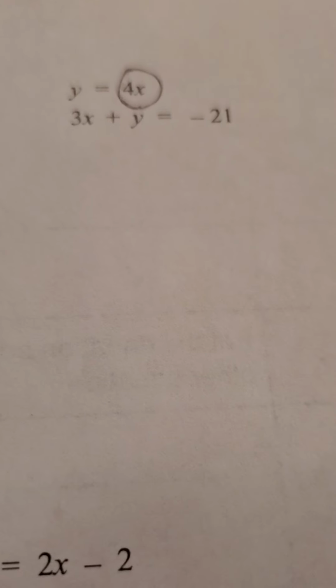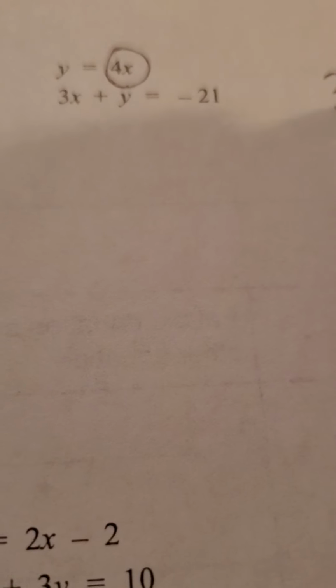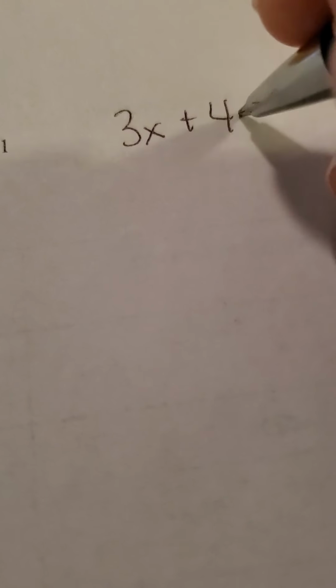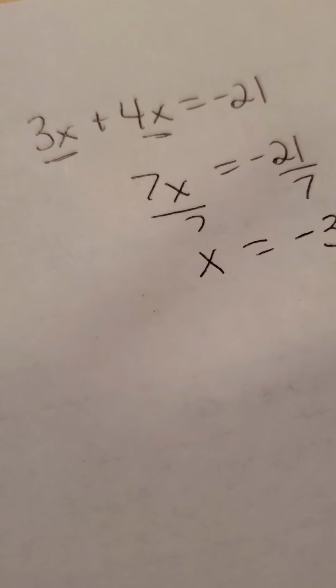Okay, so I'm going to plug in 4x in for y and say 3x plus 4x equals a negative 21. We'll solve them for this one. This one's not so bad. Our combining of like terms is just going to be the 3x plus 4x because they're on the same side of the equals. So I'm going to say 7x equals a negative 21. Divide by 7 to solve, and I get x equals a negative 3.